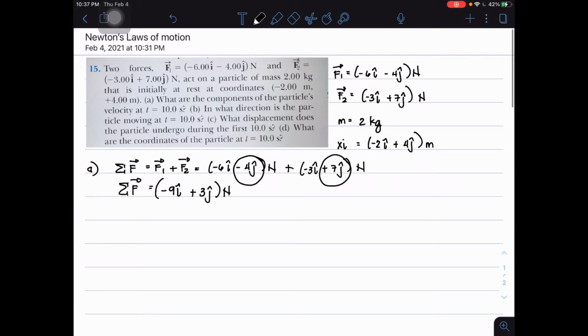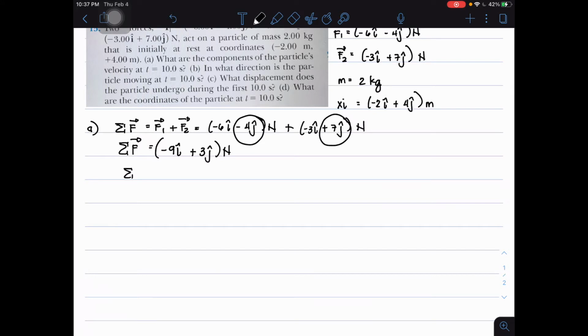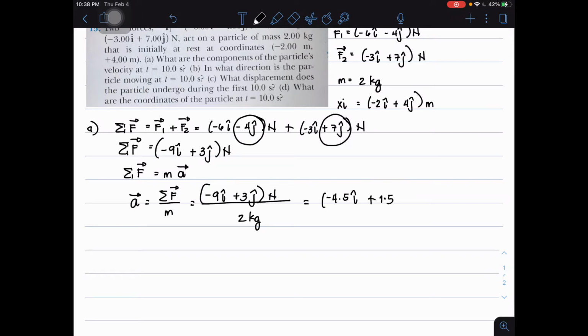Now, using the second law of motion, the summation or the net force is equivalent to mass times acceleration. And from this formula, we can get the value of the acceleration as the summation of the force, or the net force, over m, which is equivalent to negative 9 i hat plus 3 j hat newtons over 2 kilograms. So we have negative 4.5 i hat plus 1.5 j hat meters per second squared.